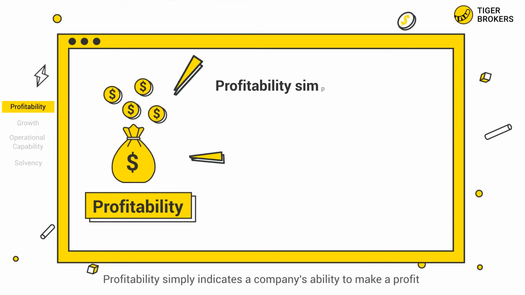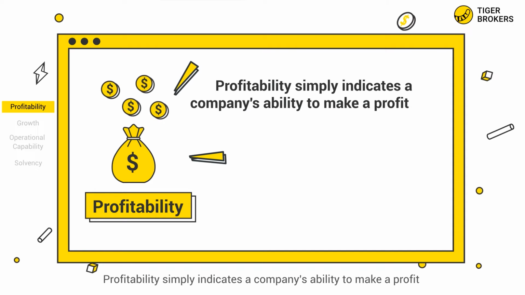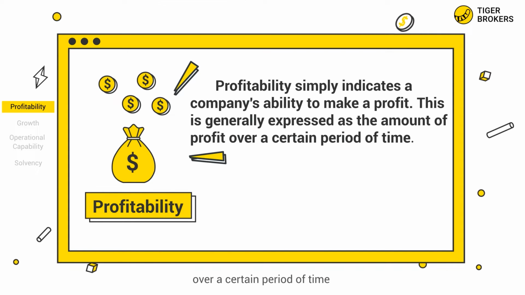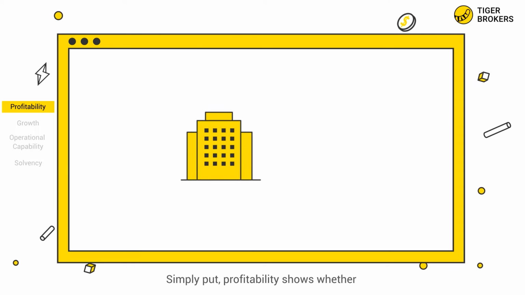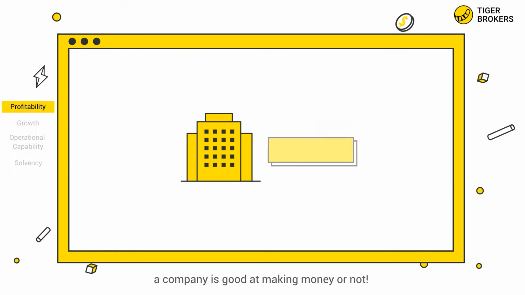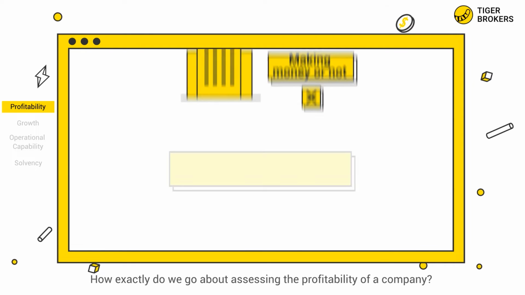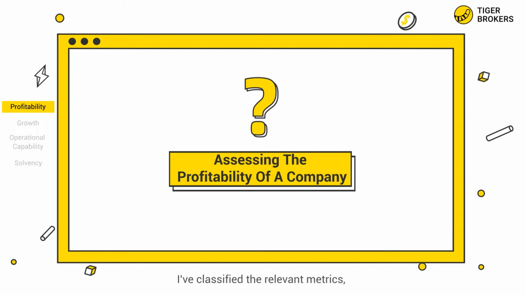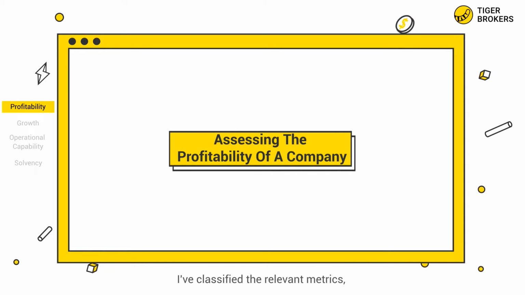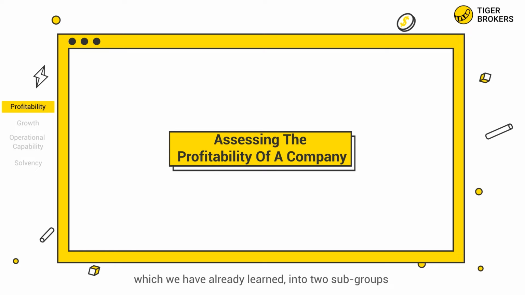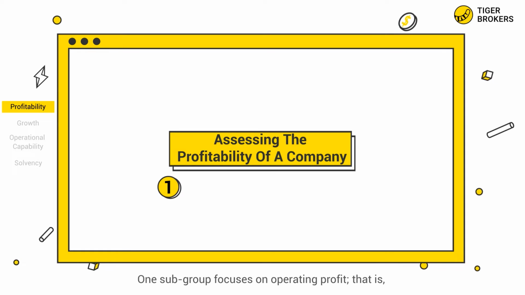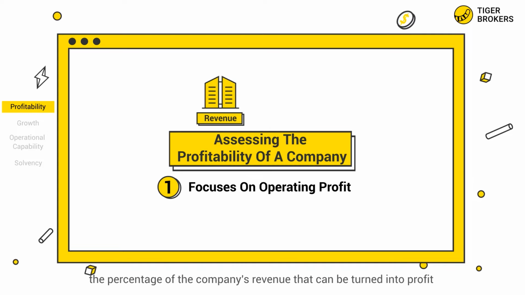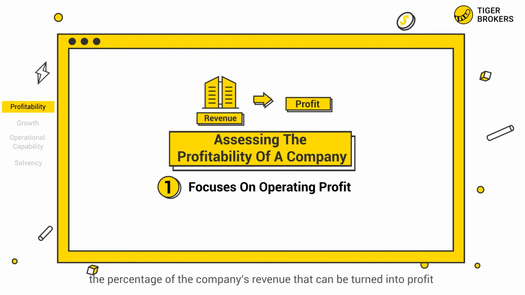Profitability simply indicates a company's ability to make a profit. This is generally expressed as the amount of profit over a certain period of time. Simply put, profitability shows whether a company is good at making money or not. How exactly do we go about assessing the profitability of a company? I've classified the relevant metrics, which we have already learned, into 2 subgroups. One subgroup focuses on operating profit, that is, the percentage of the company's revenue that can be turned into profit.